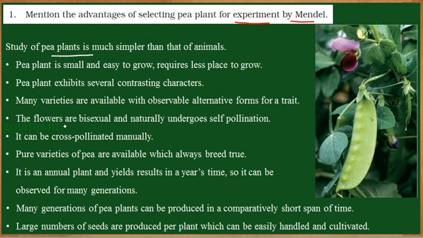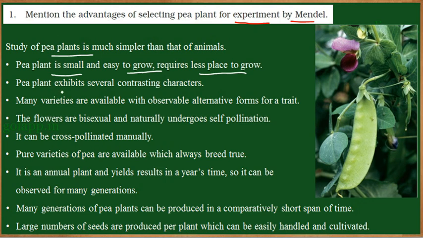Now the reasons why pea plants are used is pea plant is small and easy to grow, require less place to grow. Now here we can see the pea plant. Now this plant is smaller in size, it multiplies faster, that is it has got a short lifespan, and we don't need a larger area to grow. They can be grown in a small garden.